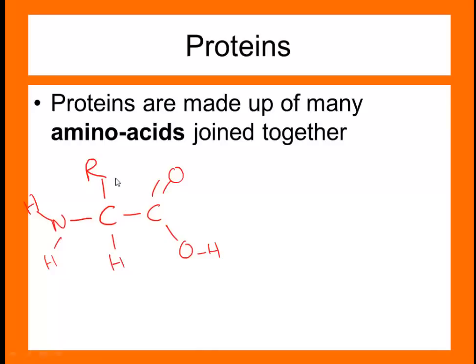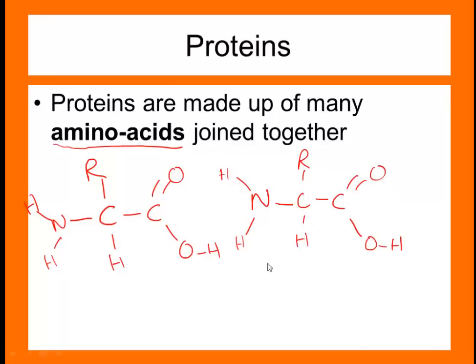And then here, I'm going to write an R. What is that R group there? Well, that R counts as a variable group. That bit changes. And we have 20 amino acids that we use to make our proteins, and each one of those 20 has a different R group. Now, I'm going to draw another amino acid here, and maybe you'll be able to spot what's going on, remembering what happens with our two glucose molecules when we put them next to each other.